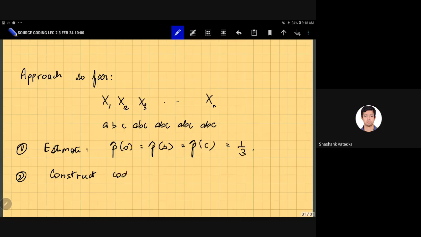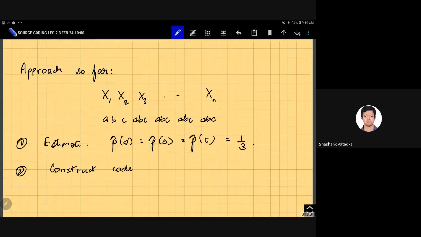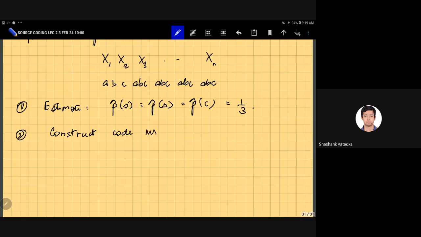construct a code using this estimate, the relative frequencies p hat, and then use this to encode. Right? So that would be our approach in order to compress this particular sequence.